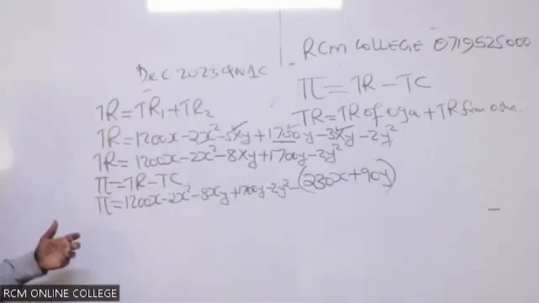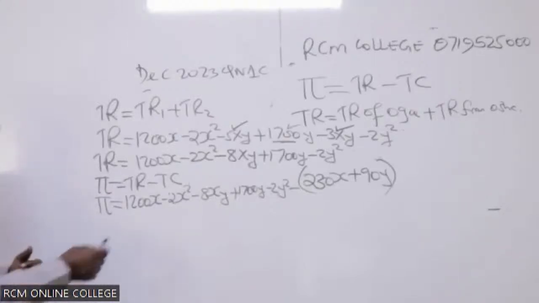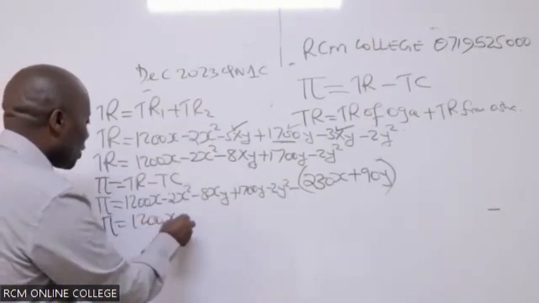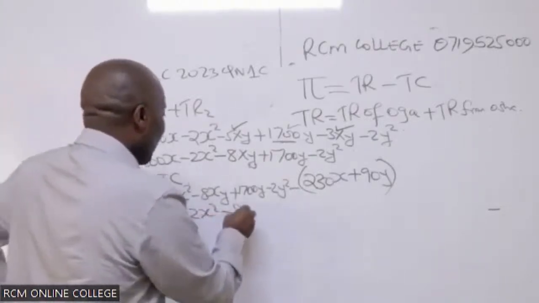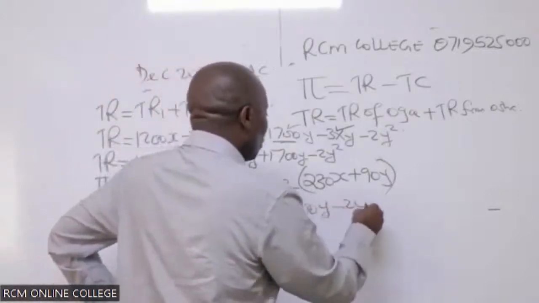I've marked CASNEB exams for so long, so I know what the petty mistakes students make. Students are bright, but they keep on making petty mistakes. So then we go ahead and open brackets. So my profit here will be 1200x minus 2x squared minus 8xy plus 1700y minus 2y squared.